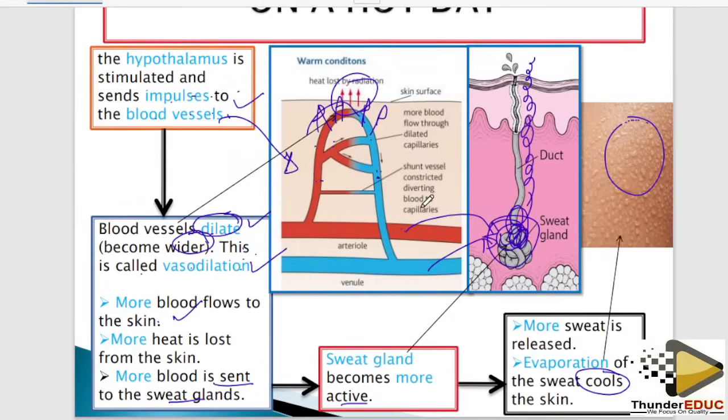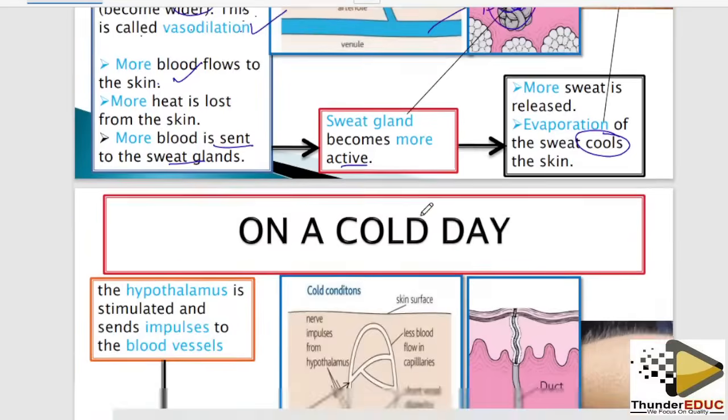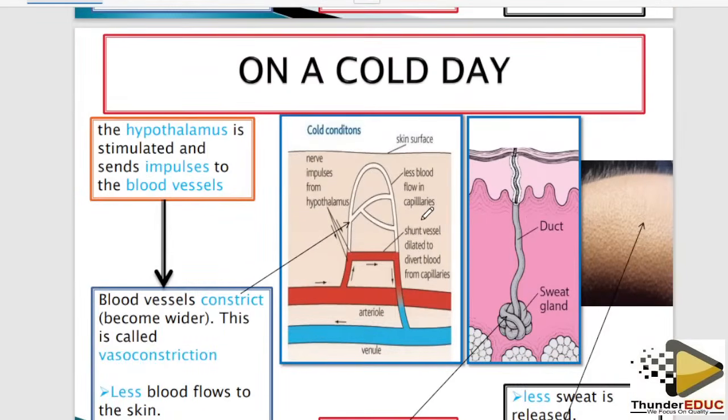So basically, that's what happens during a hot day. What happens during a cold day? What happens?